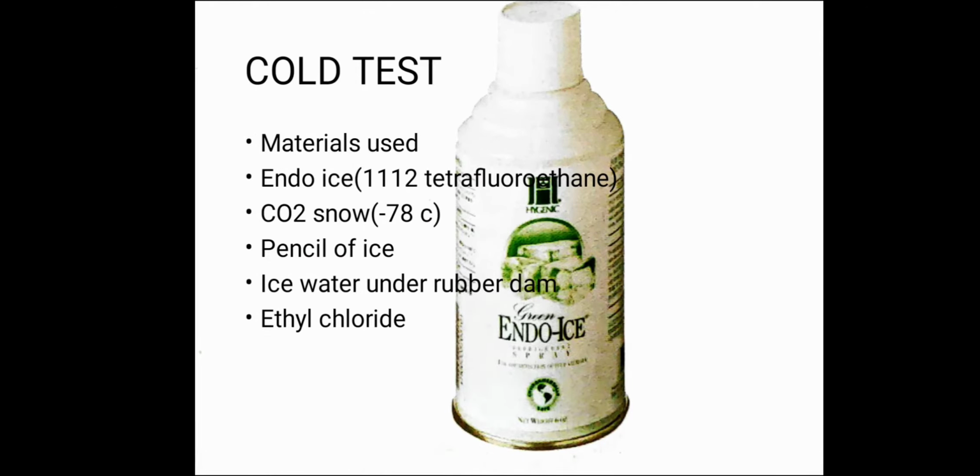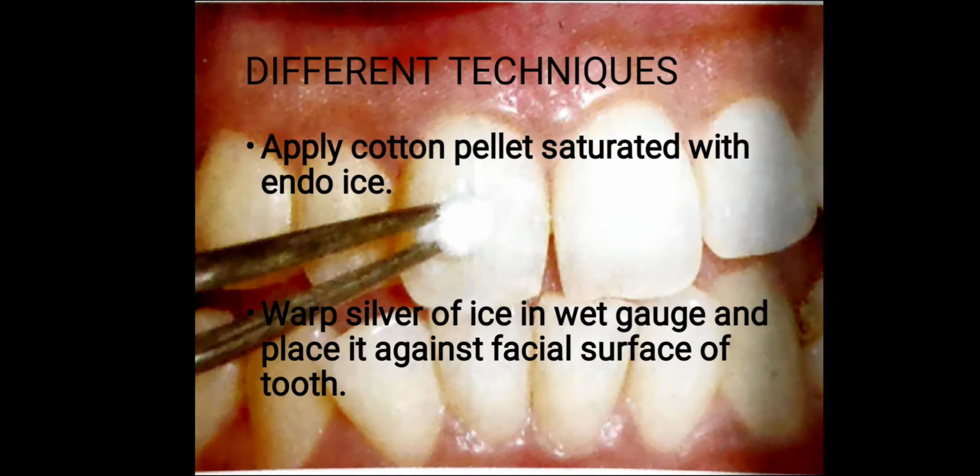Number two is cold test. So materials used in cold tests are endo ice, CO2 snow, pencil of ice water under rubber dam, and ethyl chloride. So there are different techniques of performing cold tests.